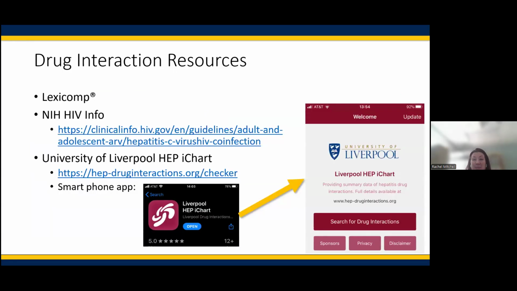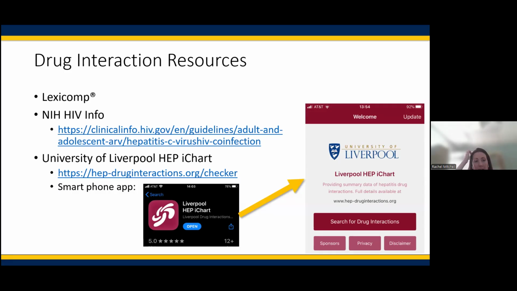I also want to highlight some really cool drug information or interaction resources for you guys. LexiComp, if you have the subscription. The NIH, in their HIV section, has a nice little chart as well on HIV/Hep C co-infection, looking at HIV therapy and DAAs to see what is best for your patient. And then the University of Liverpool has a really nice app as well as a website, both of which are free and you can download.